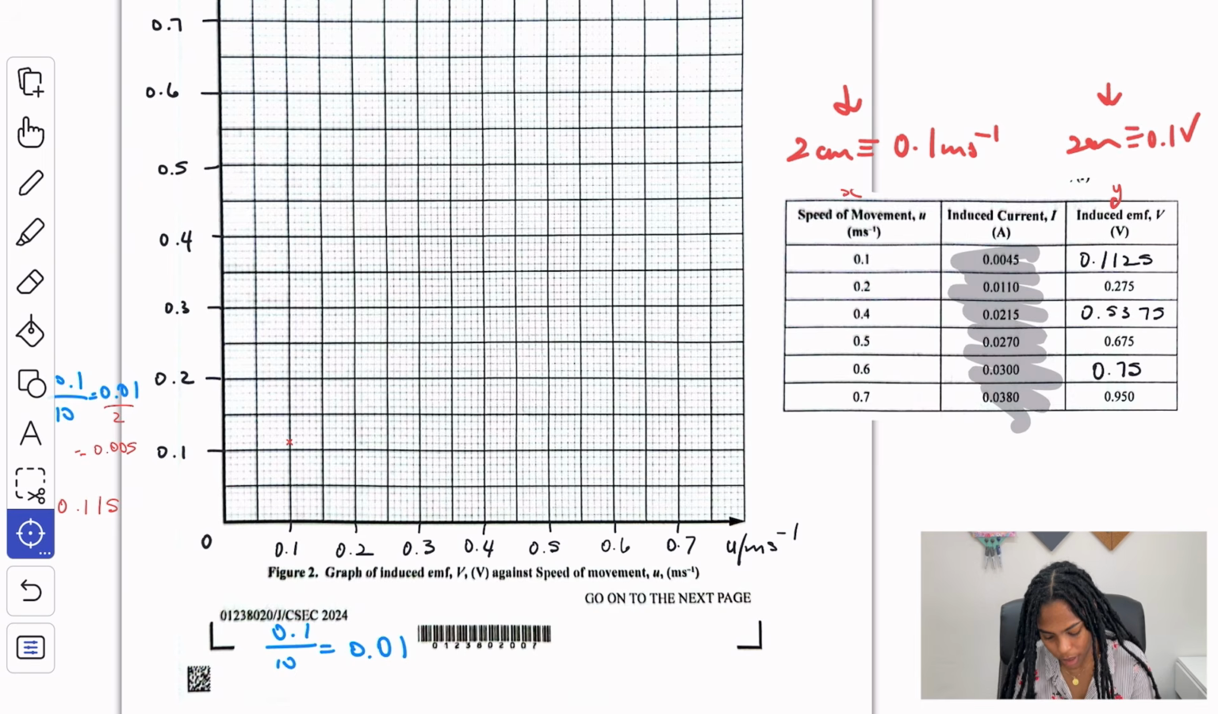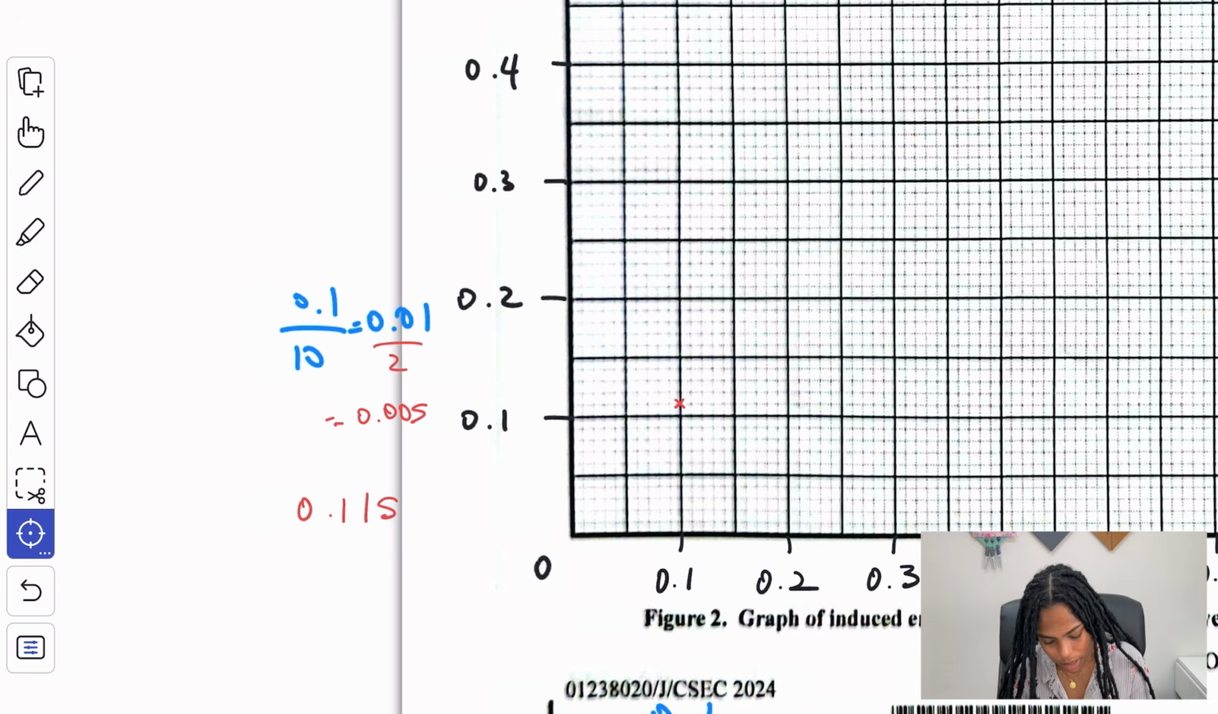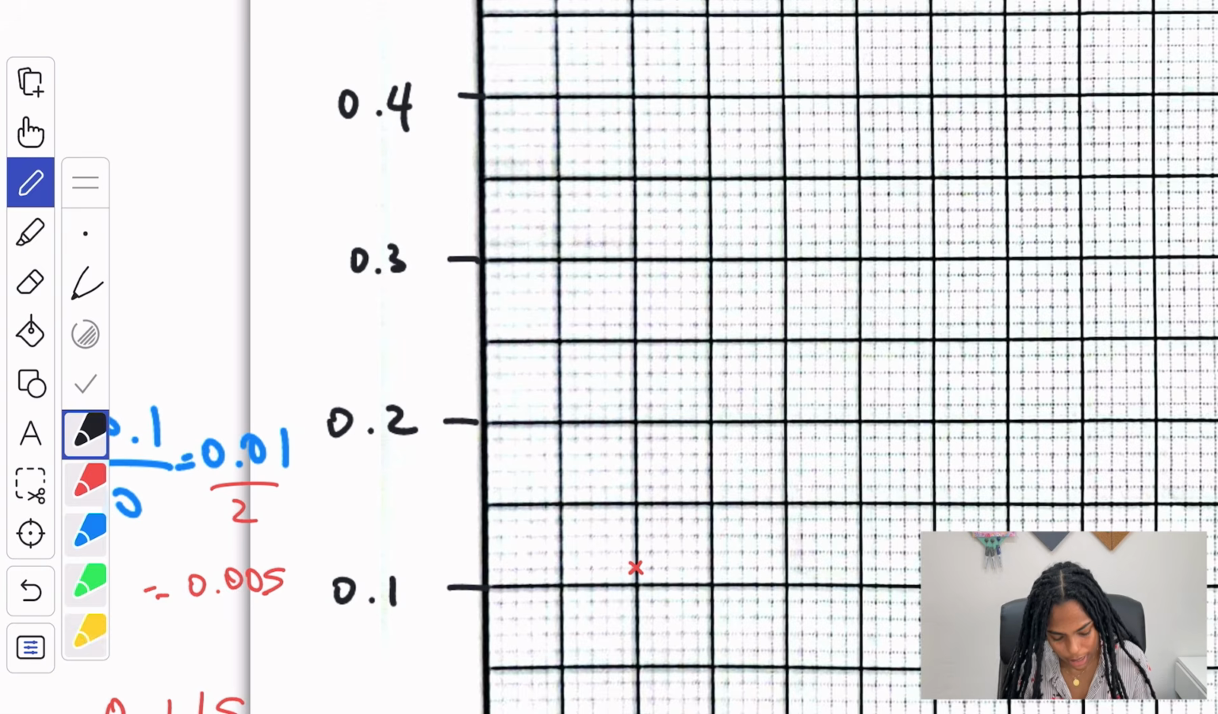Now 0.2 and 0.275, so 0.2, and then if this is 0.2 here, we'll go 0.21, 0.22, 0.23, 0.24, 0.25, 0.26, 0.27. So 0.275 is going to be between 0.07 and 0.08, I should say. So 0.2 and, what was it again, 0.275. So here was 0.25, 0.26, 0.27, 0.275 is in the middle here.